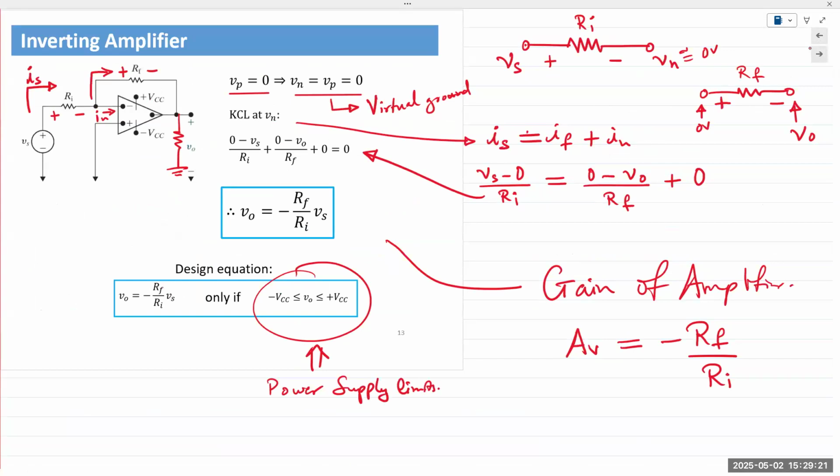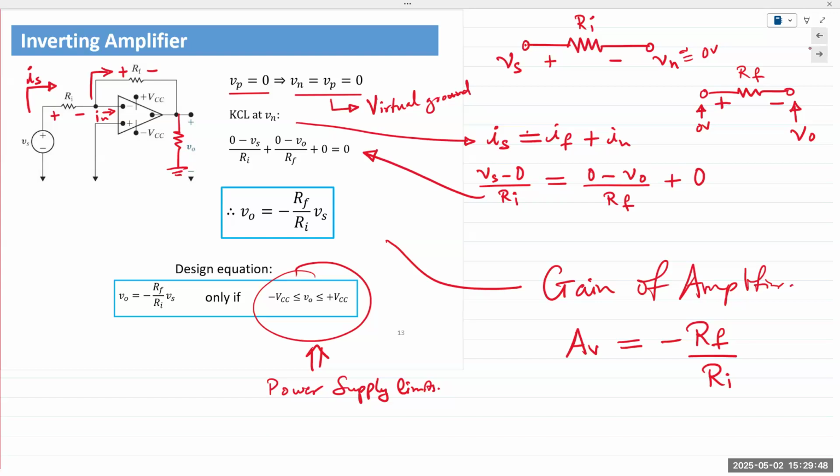Does that make sense to everyone? Okay. But minus RF over Ri, feedback resistance to the input resistance. The minus sign again simply means it's inverted. Output is inverted. All right, any questions before I move on?